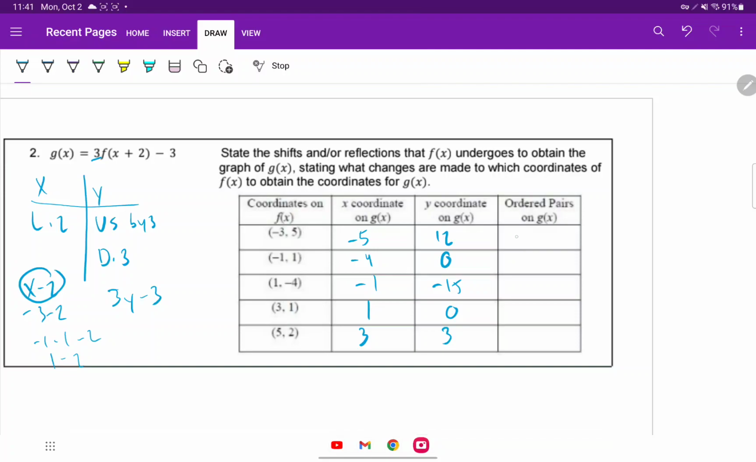And now we write our ordered pairs. Let's fix that one. The first one is negative 4, 0. Then we have negative 1, negative 15. Then we have 1, 0, and 3, 3.